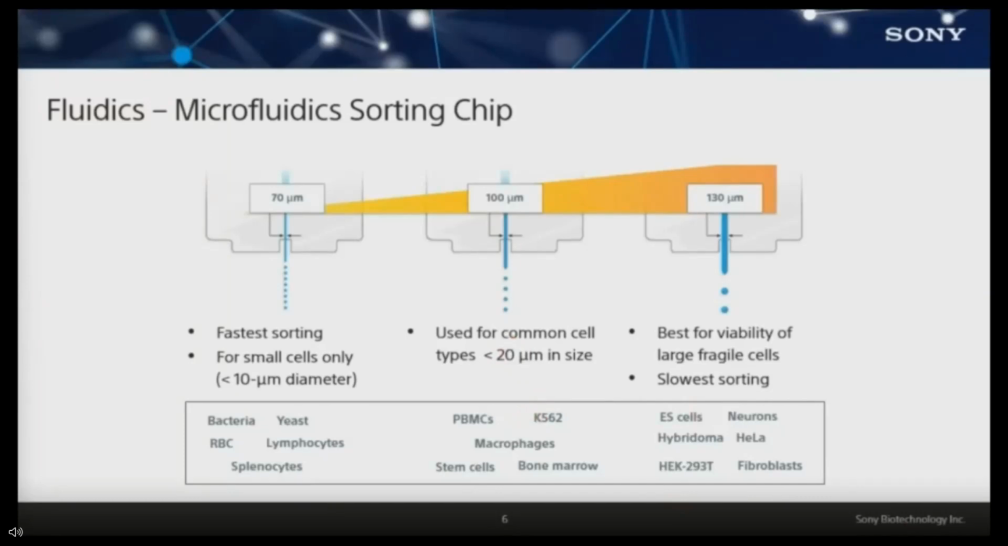The 130 micron chip is best for viability for those large, fragile cells, tumor preparations, dissociated tissue. It's going to be our slowest sorting chip. A lot of times people will use it for fibroblasts, neurons, large irregular morphological cells, hybridoma, embryonic stem cells, and so forth. Again, choose the chip that's best for your workflow. This system offers flexibility.